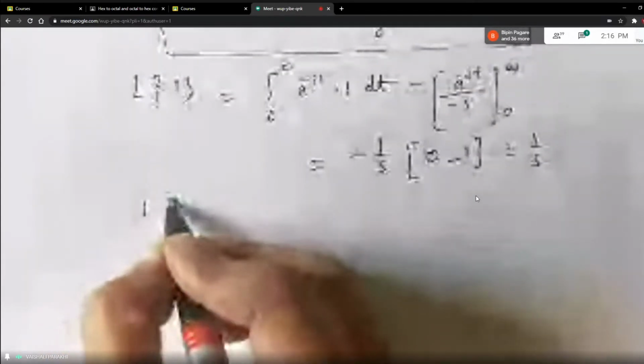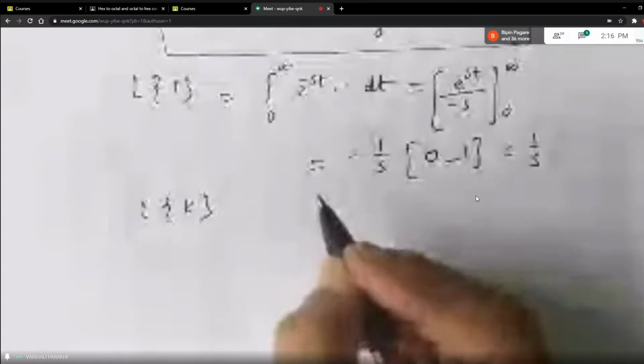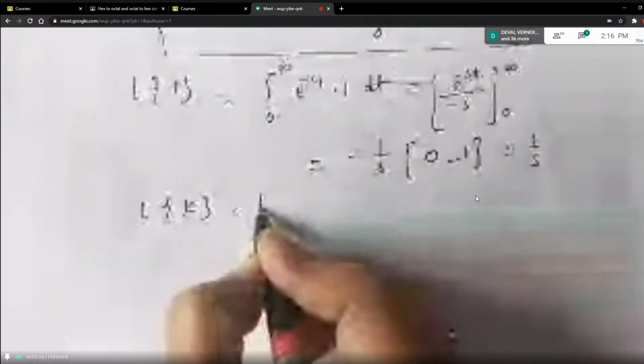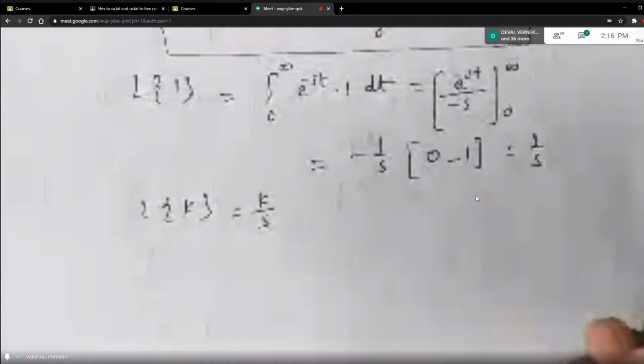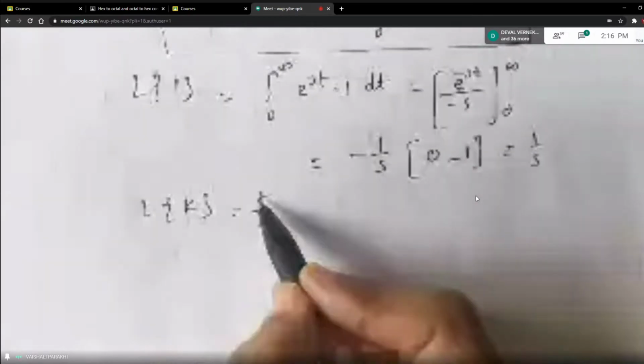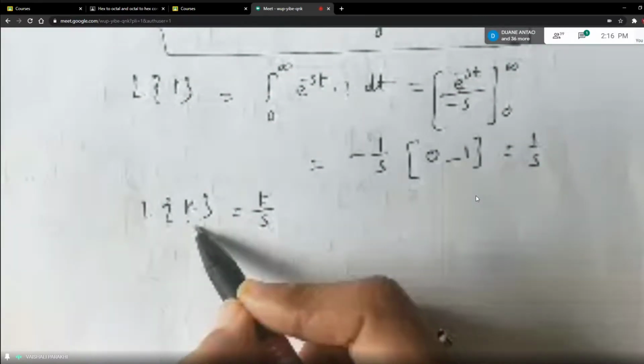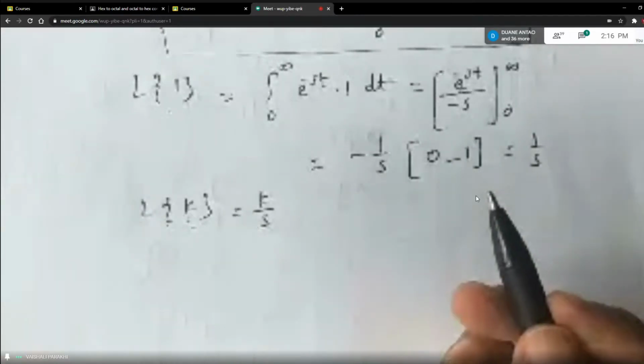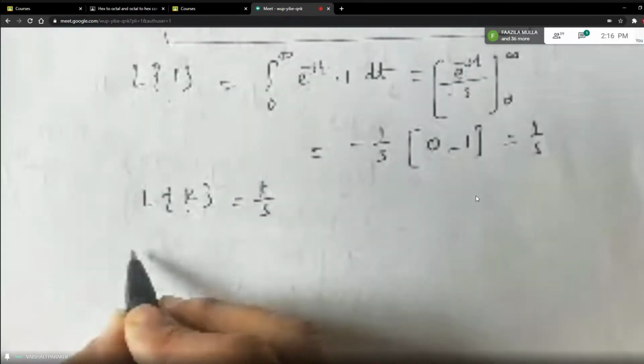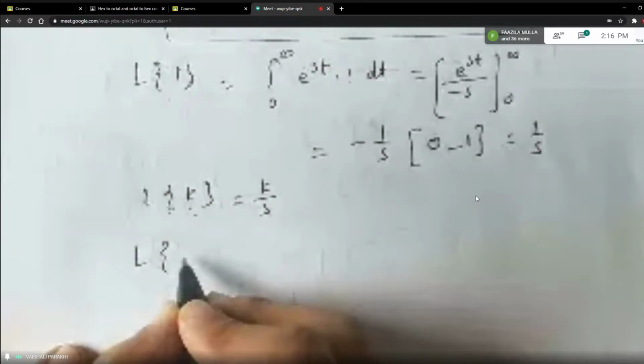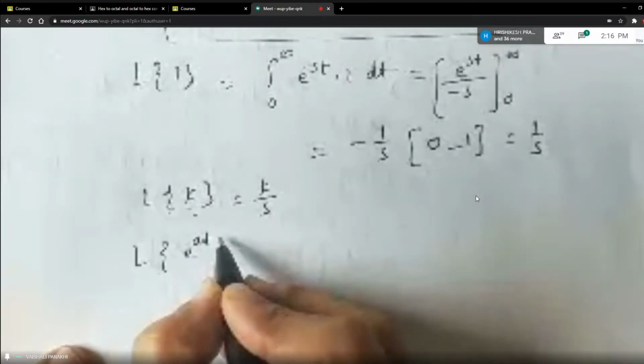So the Laplace transform of 1 is 1 by s. Similarly, suppose I find the Laplace transform of any constant k. That k will come out and your answer will be k by s. So what is the Laplace transform of 100? 100 by s. What is the Laplace transform of 1000? 1000 by s.